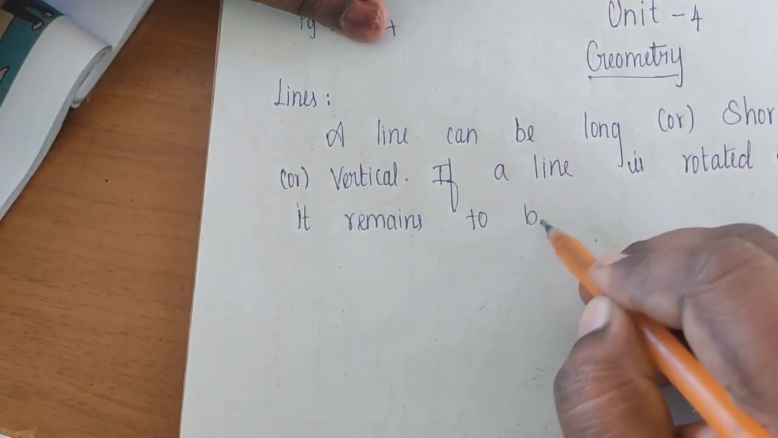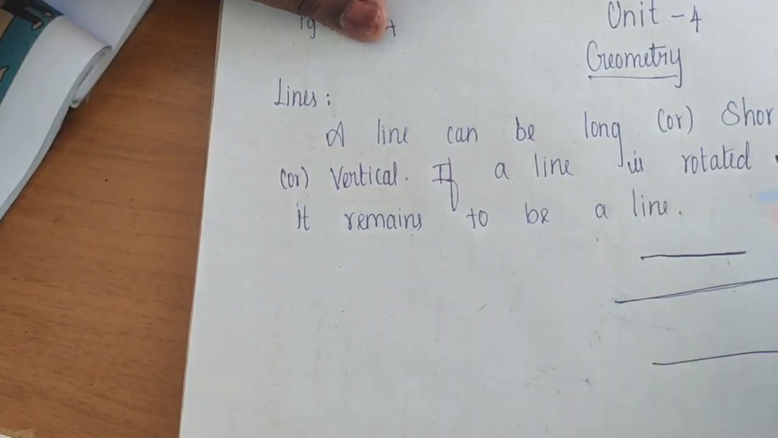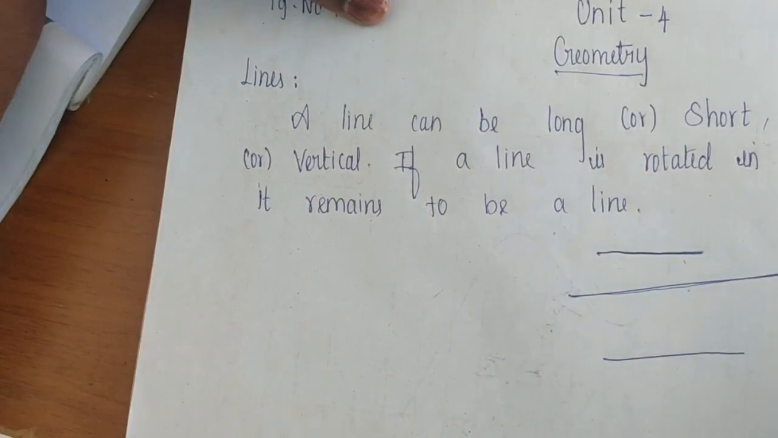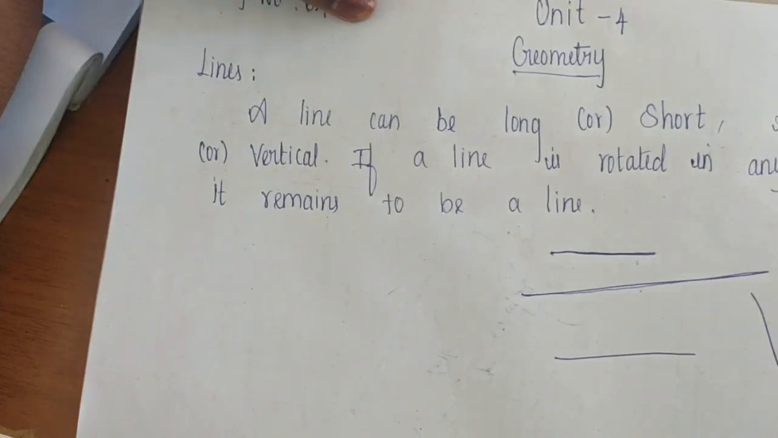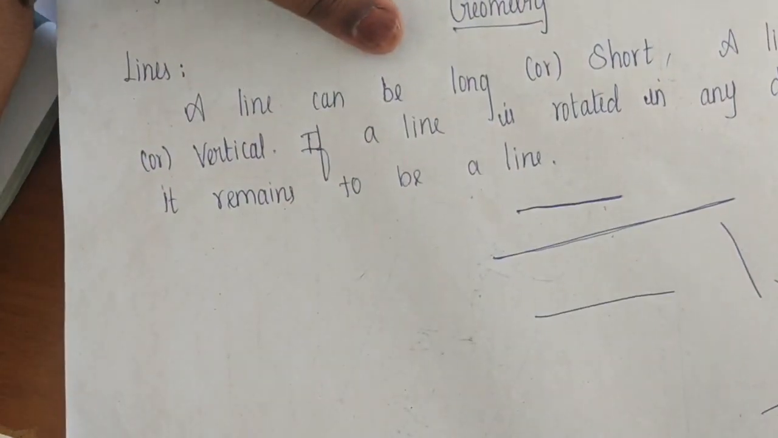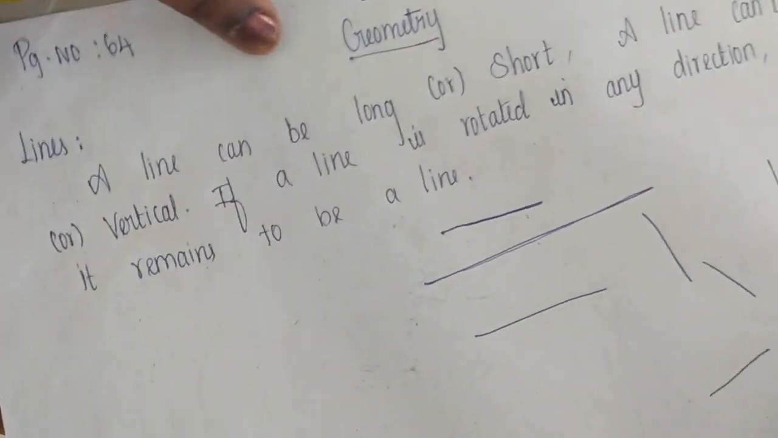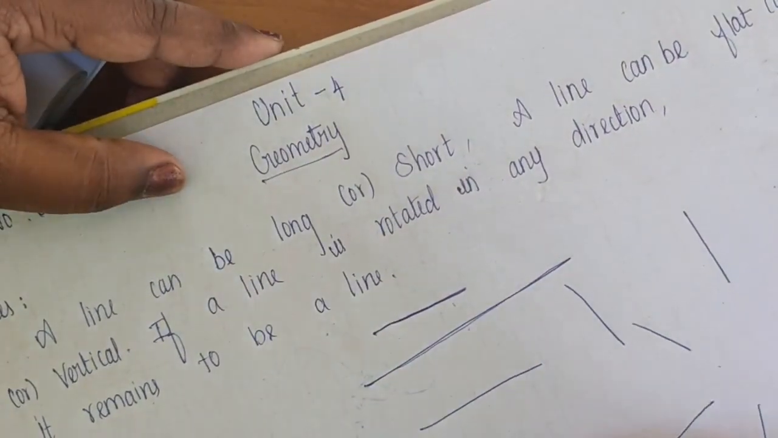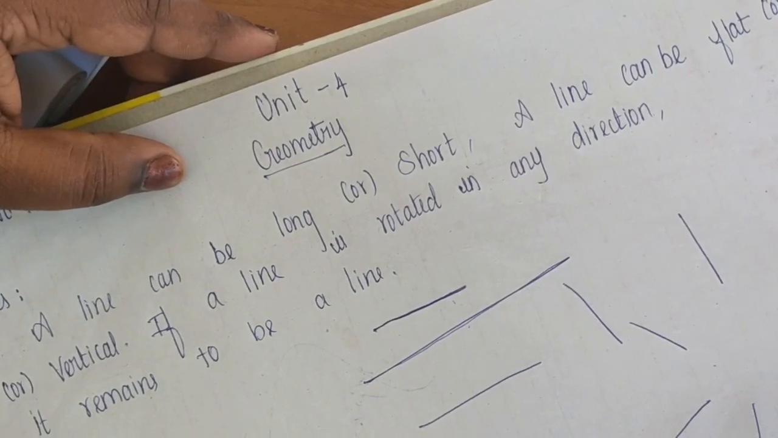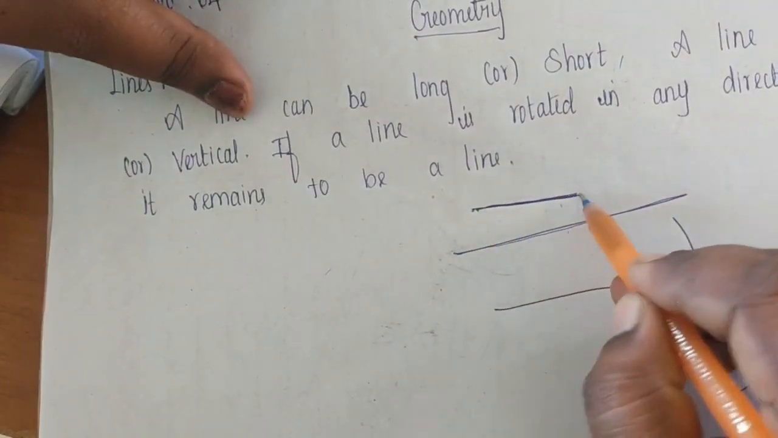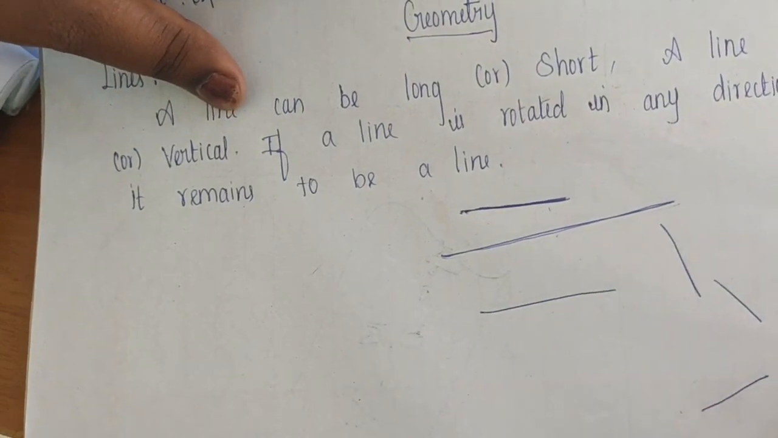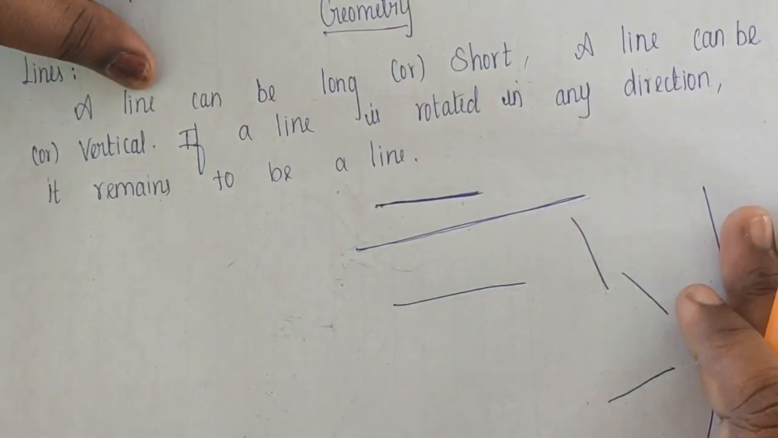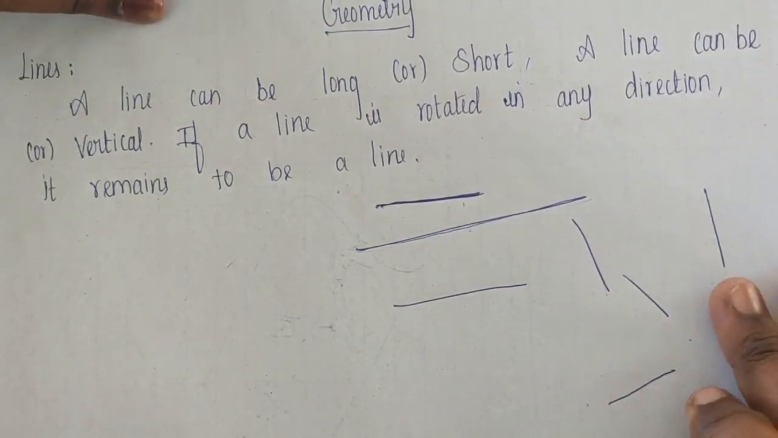Okay students, so a line can be long or short, vertical, flat, slant, or in any direction. In any direction, it remains a line. For example, long, short, flat, vertical, slant. So in any direction we get a line. Okay students, can you understand the lines?